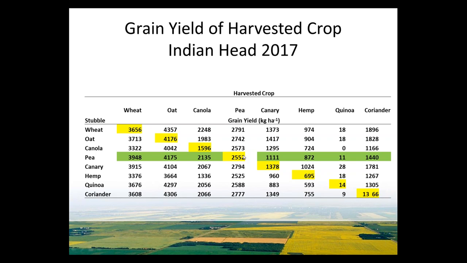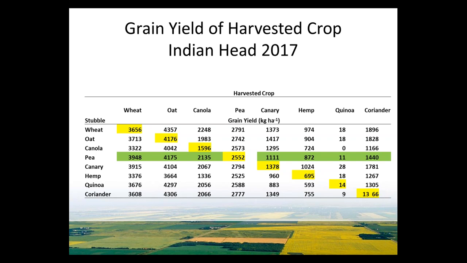And in this year, because it was dry, we don't have as big a hit with the peas on peas, simply because it's a much drier year. And we don't have that yield hit with the canary on canary, again, because it's a drier year. And it certainly wasn't fond of the pea stubble there as well. The hemp did as well on the canary seed, and it did better on the oat and wheat stubble. So definitely not a pea response there. And definitely, I mean, an N response there, and definitely not an N response at the coriander as well.